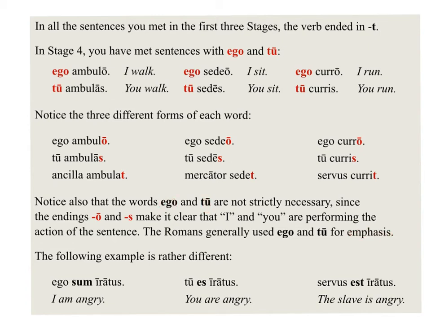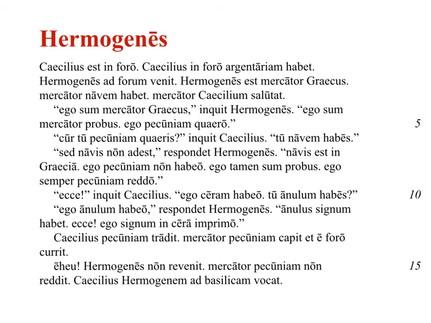Just as in English, the verb to be is a special case, with the words sum, es, and est corresponding to the English am, are, and is. You'll come across all of these forms in the story that I asked you to read for today. Notice that when we're talking about Hermogenes, we'll say that he is a Greek merchant, that he has a ship. But when Hermogenes is talking about himself, he'll say, I am a Greek merchant.